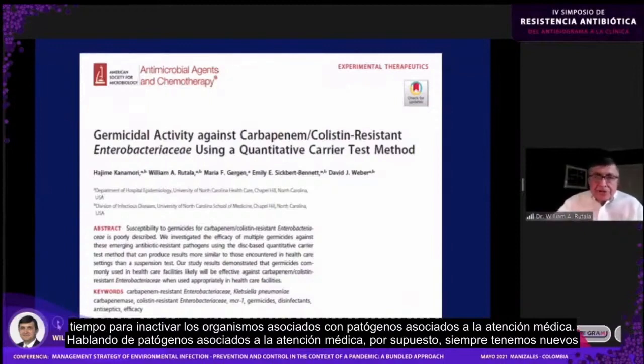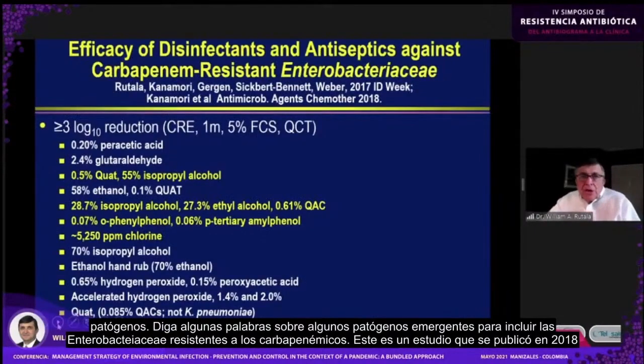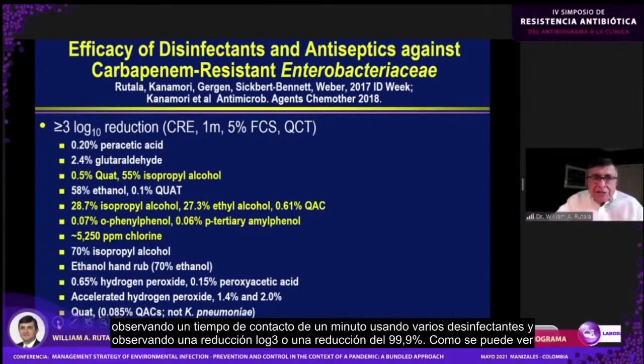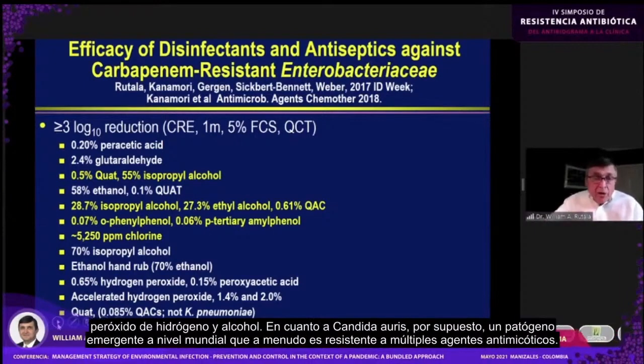Speaking of healthcare-associated pathogens, of course, we have always new emerging pathogens. Say a few words about a few emerging pathogens, to include carbapenem-resistant Enterobacteriaceae. This is a study that was published in 2018 looking at 1-minute contact time using a number of disinfectants and looking at a 3-log reduction, or a 99.9% reduction. As you can see, a number of products are very effective, to include quats and quats with alcohol, as well as other products such as improved hydrogen peroxide and alcohol.